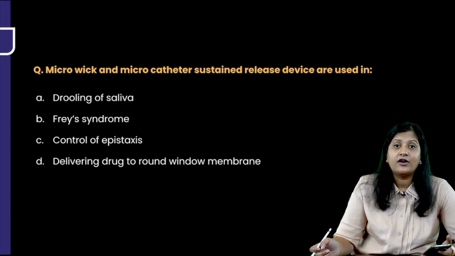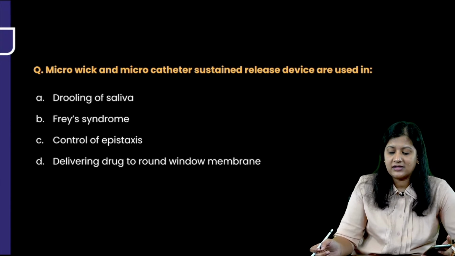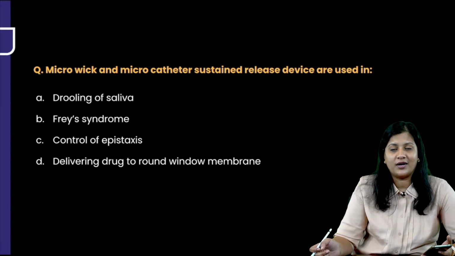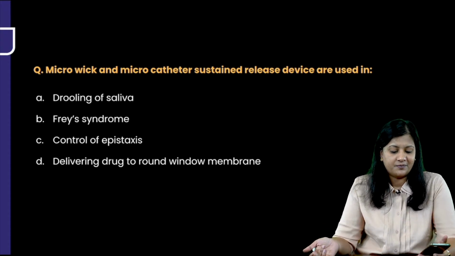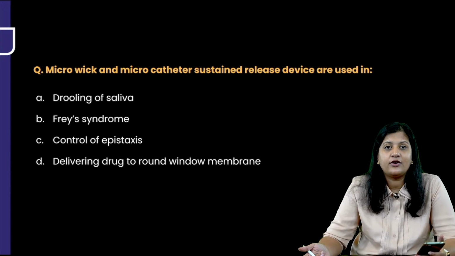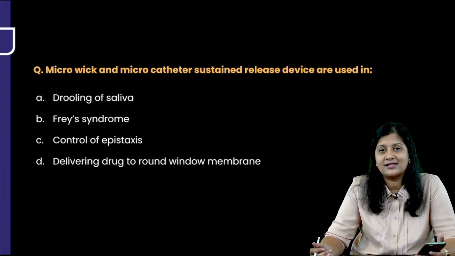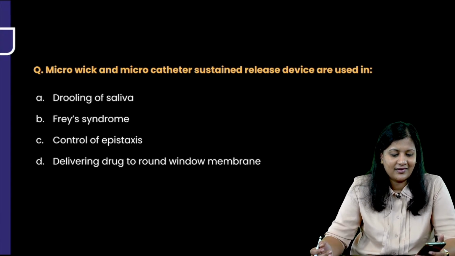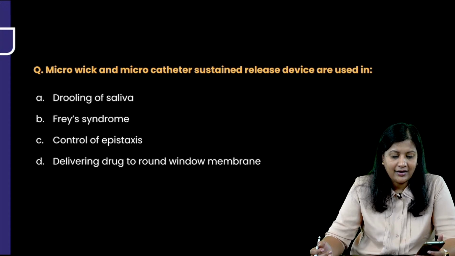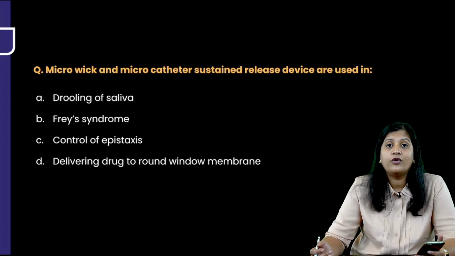Micro wick and micro catheter are sustained release devices that are used in drooling of saliva, Frey syndrome, control of epistaxis, or drug delivery across the round window. Again, this is something that you can have in your examinations. So Hussein, I think, explained to you about the round window and the scala tympani part. Oval window and scala vestibuli have no role in a cochlear implant. We don't touch them at all.